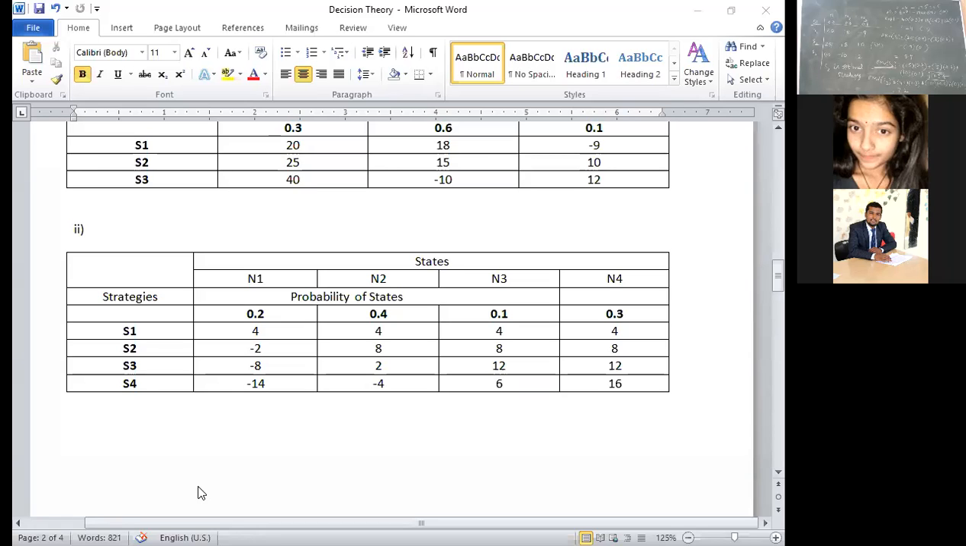Probability of states is given, that means decision making under risk. If the probability of states is not given, then that is decision making under uncertainty. Everybody try out the second problem, and tell me the answers as well as which is the optimal strategy among those 4 strategies.